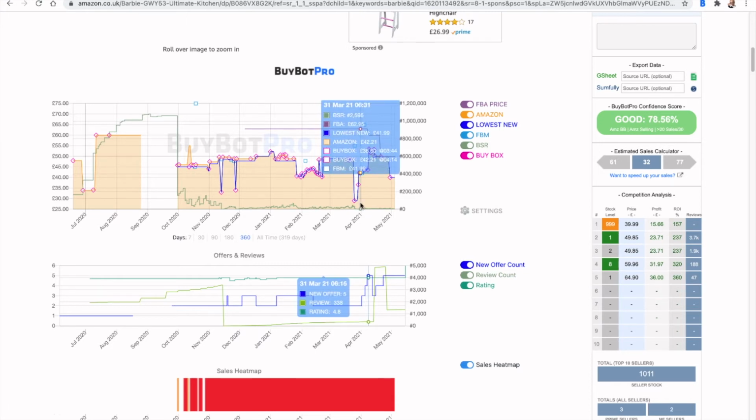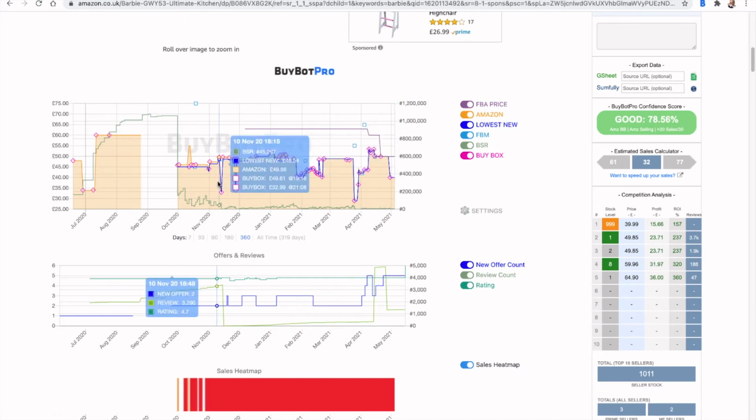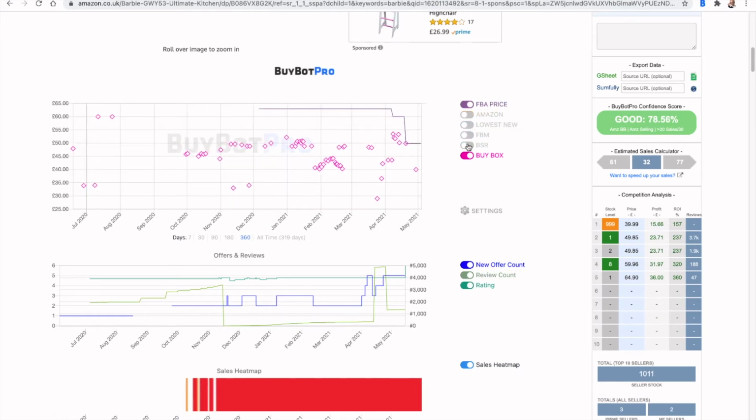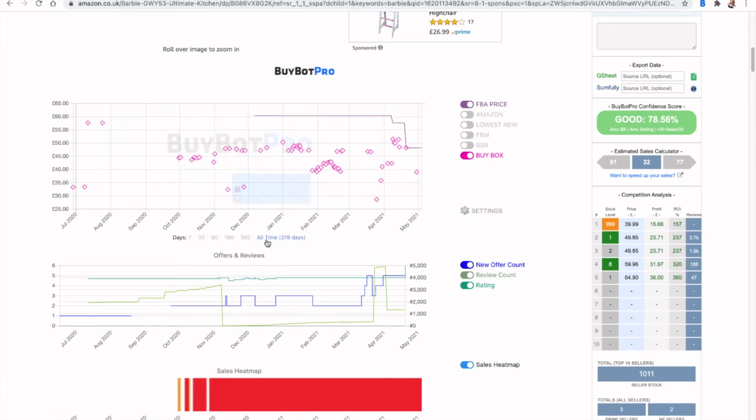But you can have a look all the way through and check the buy box prices against the price of the other sellers. Now what we can see here is if we look at the FBA price, so let's turn all these off for a minute and just have a look at the buy box and the FBA price. You can see that most of the time the buy box is lower than FBA sellers. So let's look at all time.